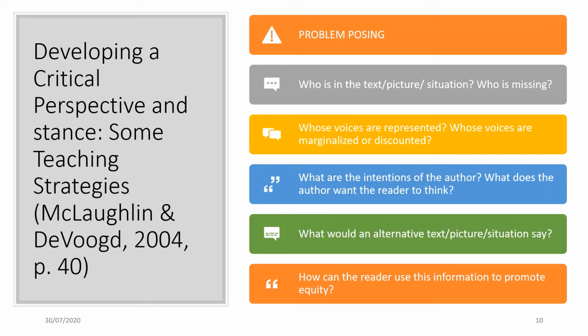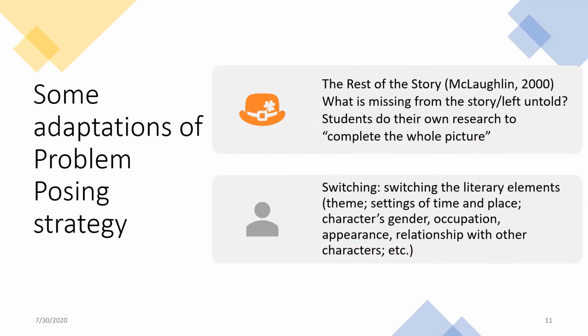What are the intentions of the author? What does the author want the reader to think? What would an alternative text or picture or situation say? How can the reader use this information to promote equity? Taken from McLaughlin and deVoogd, 2004, page 40.